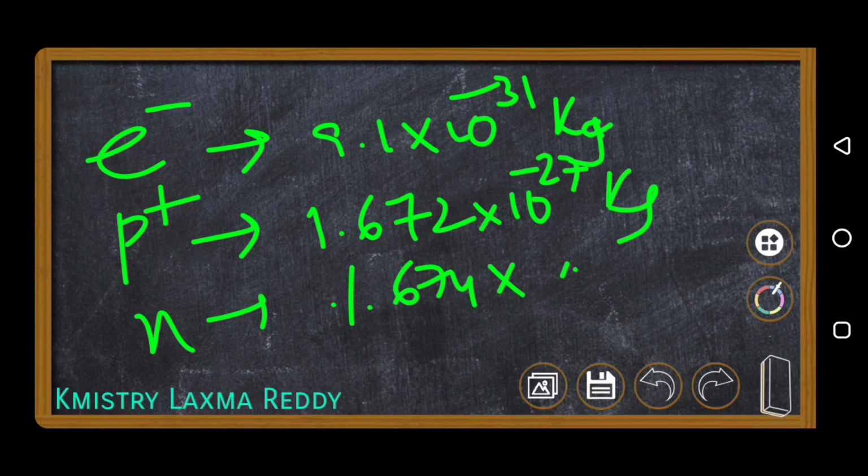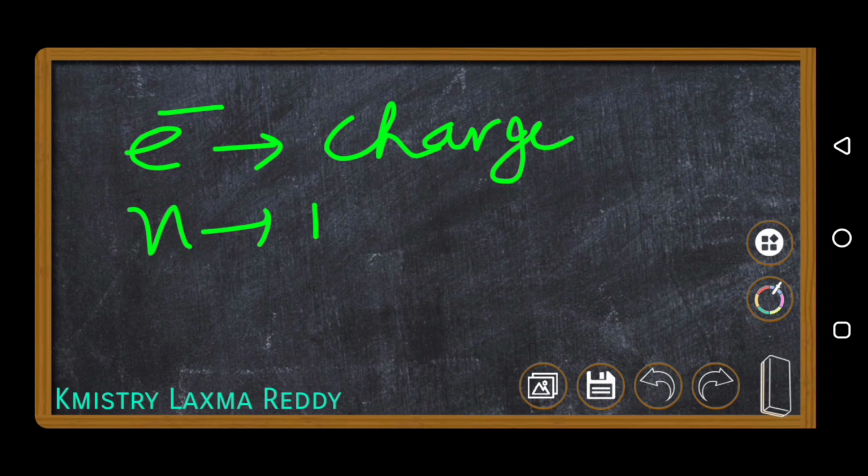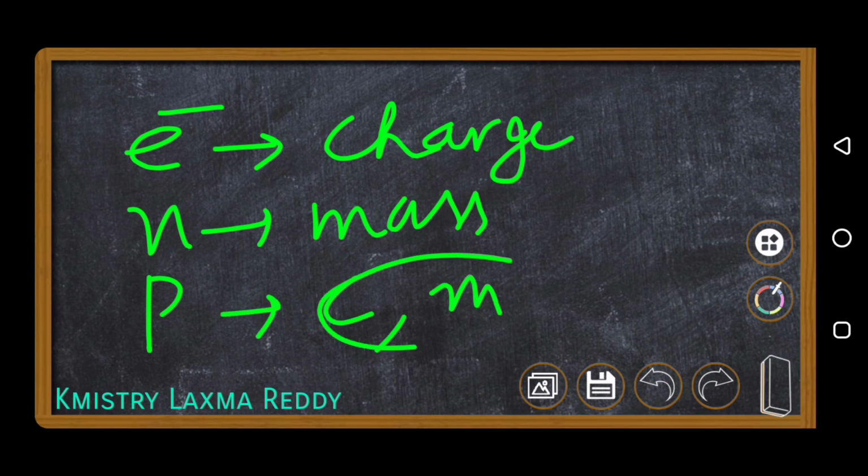Electrons, protons and neutrons: these two are relatively more mass and this is less. So the important point you have to notice: electron is important in terms of charge, neutron is significant in terms of mass, but proton is important in terms of both charge as well as mass. This is one important point.